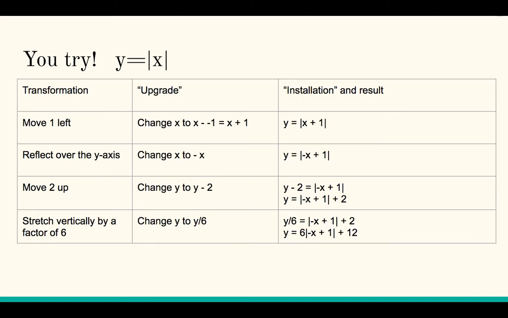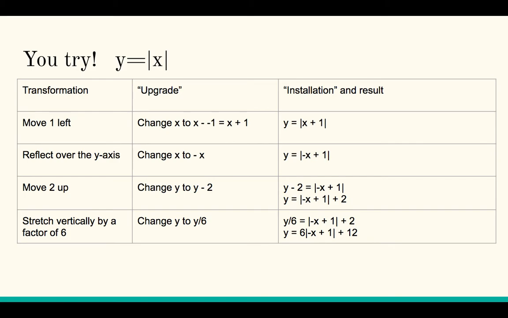Welcome back. Here's the sequence of transformations. You'll notice the upgrade column looks the exact same. Everything in the upgrade column is matching its transformation exactly the same. However, take a look at the final function. Because the vertical stretch happens after the move of 2, when you substitute the y with the y over 6 and multiply by 6 to clear it, that plus 2 upward shift gets magnified as well because everything gets stretched.